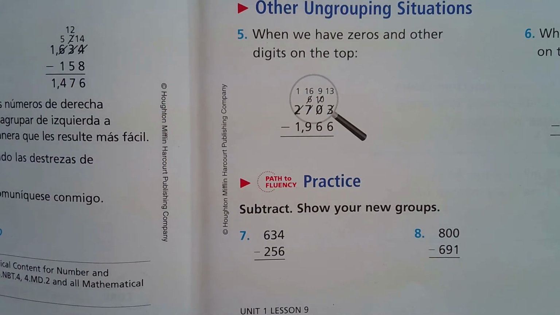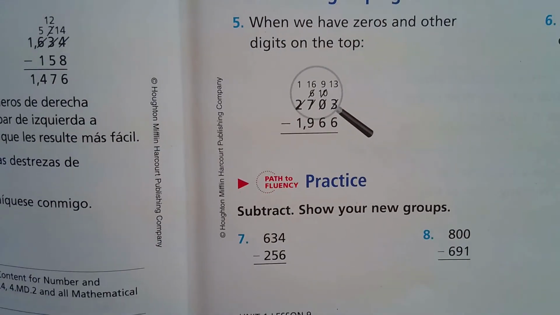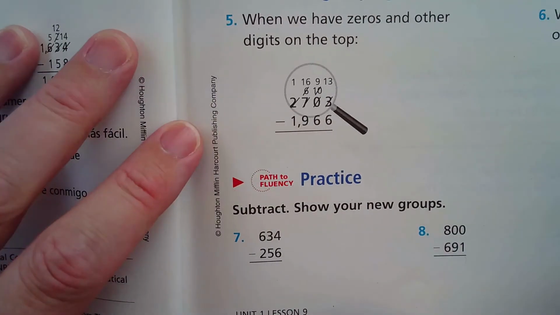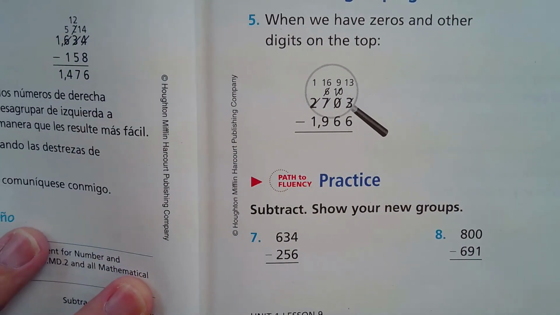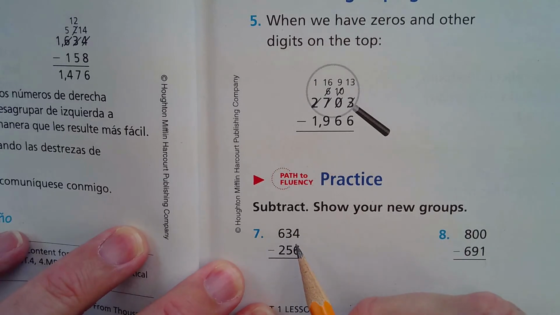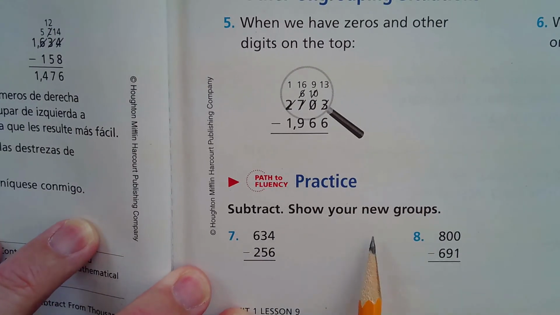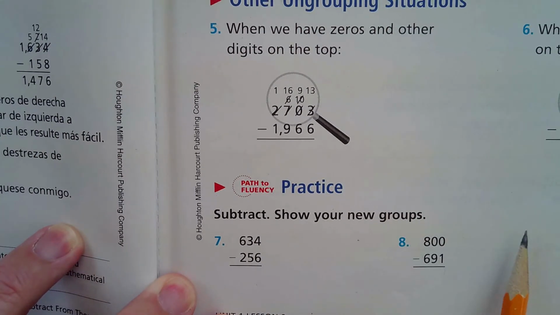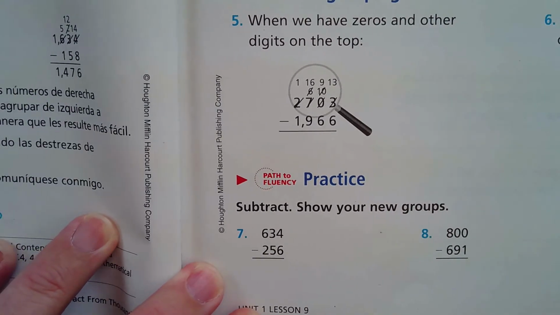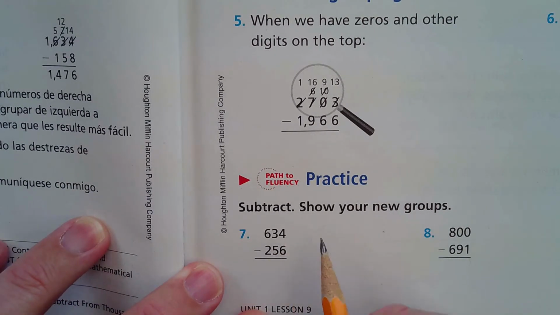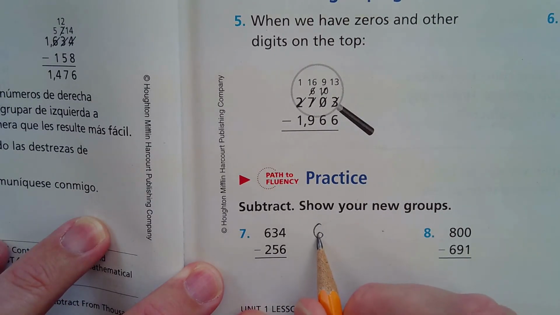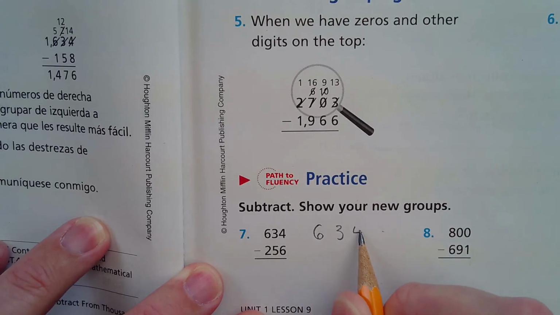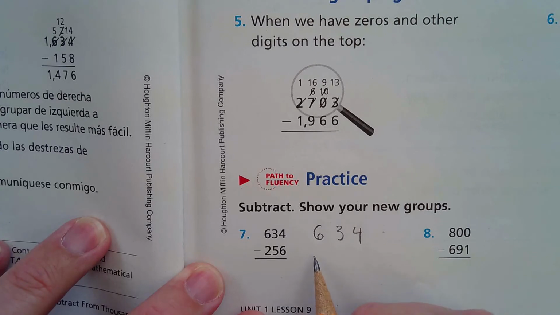It says, subtract, show your new groups. And what they mean by that is we're going to have to do some borrowing or some regrouping here. So for instance, on this one, I like the fact that they've given us a big chunk of page right next to each of these problems, because it might be easiest for a lot of us to just rewrite it, but a little bit bigger. So I'm going to do that. 6, 34. I'm going to give myself some room up top, because that's where the action is going to happen.